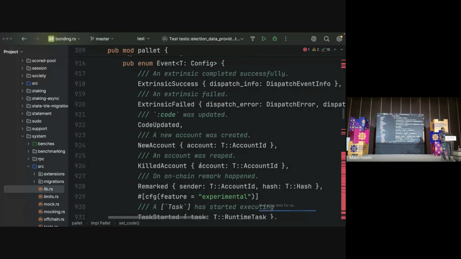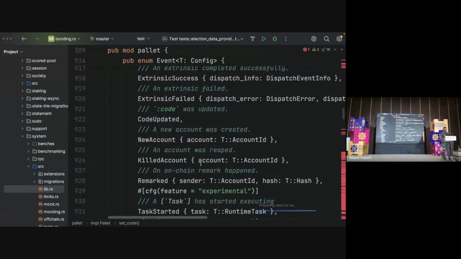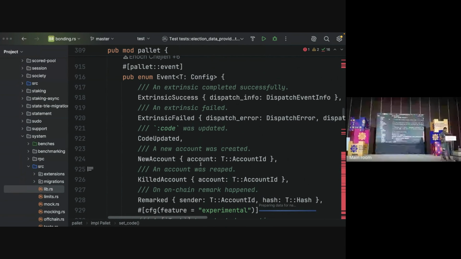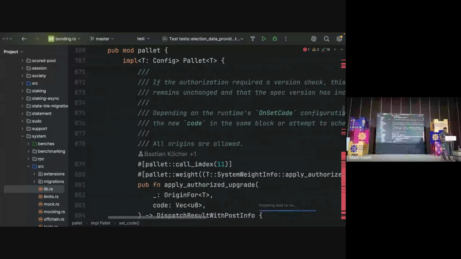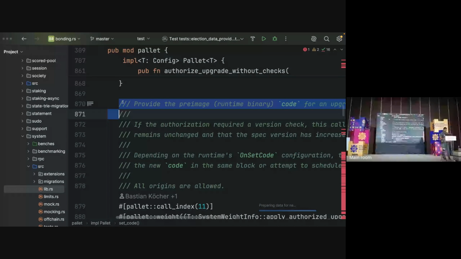The apply authorized upgrade, I think, is the unsigned transaction I mentioned earlier. Can you go to apply authorized? Yeah, there, below. There, apply authorized. I think it should check for none, that it's origin none. All origins are allowed, but including none, I think.